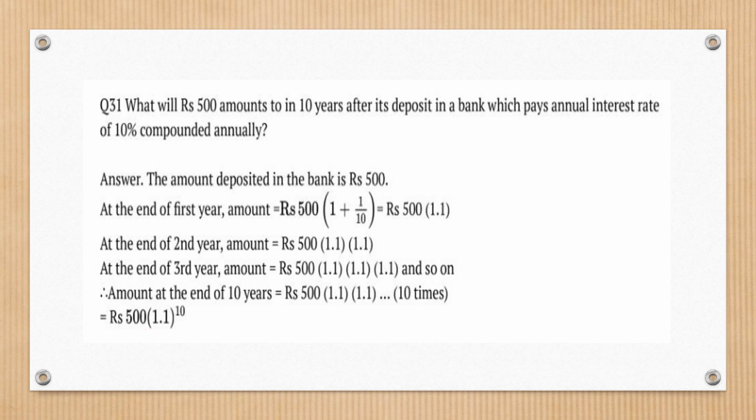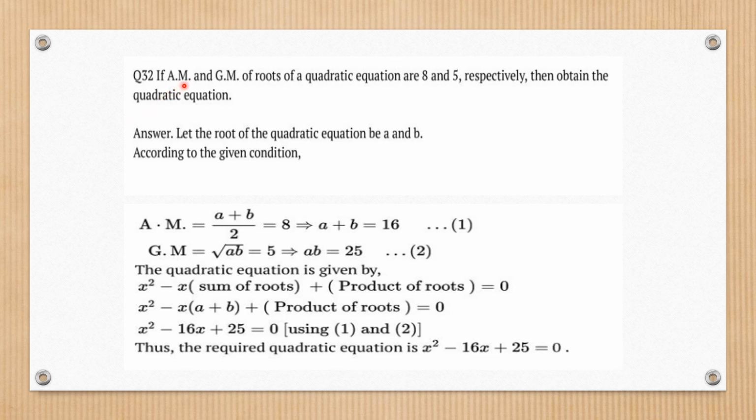Number 32 says, if arithmetic mean and geometric mean of roots of a quadratic equation are 8 and 5 respectively, then obtain the quadratic equation. Okay, so you know that if sum and product of roots are given, then the quadratic equation can be framed as x square minus sum of roots times x plus product is equal to 0.